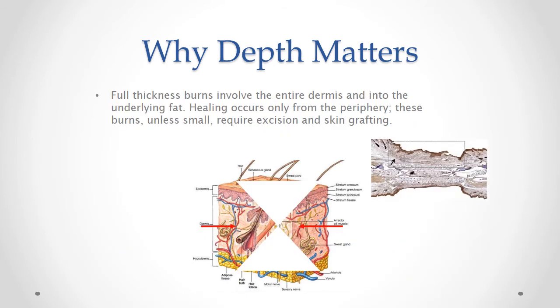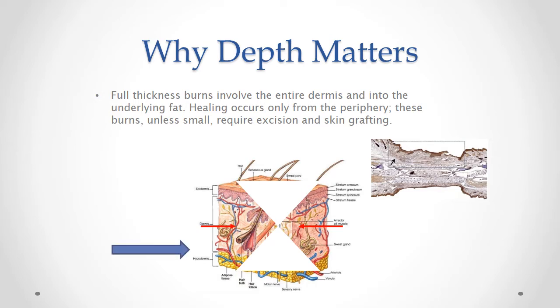When we get to full thickness burns, it involves the entire dermis and into the underlying fat layer. Healing occurs only from the periphery, meaning from the sides, all right? And these burns, unless they're small, are going to require excision and skin grafting, some sort of skin grafting, depending on how deep they are. Typically, we do autograft, meaning we take it from the patient's own skin, unless they are in a research project.